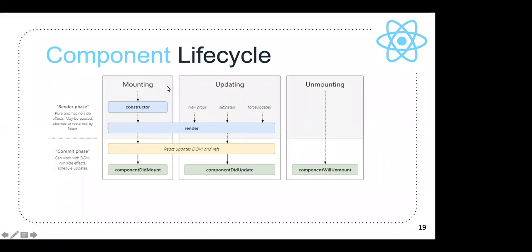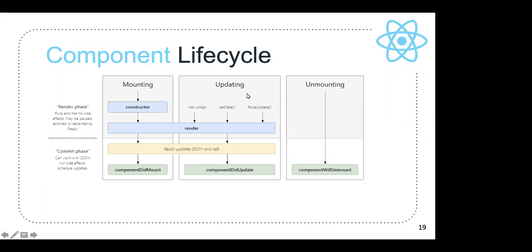Mounting happens once. Once the mounting happens, the constructor is called. Once rendering and mounting happen, it immediately invokes componentDidMount. In componentDidMount, you can make API calls, because once the state changes inside componentDidMount, it will re-render and mount again. So this is one of the places where you can use API calls.